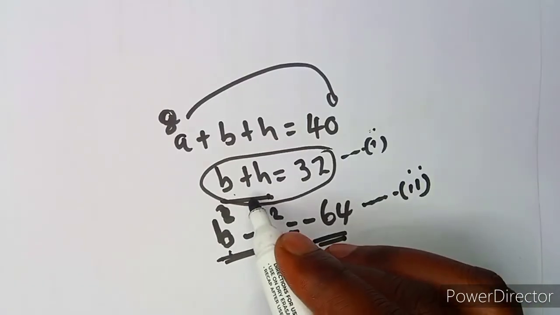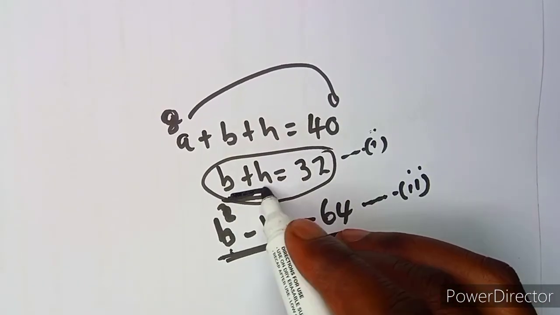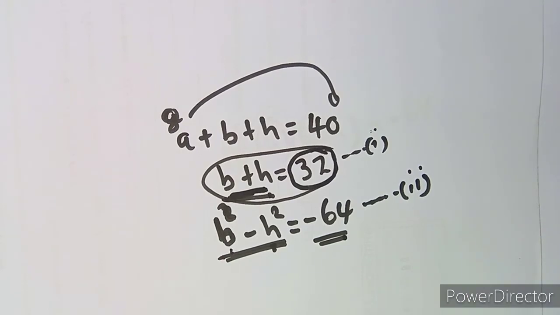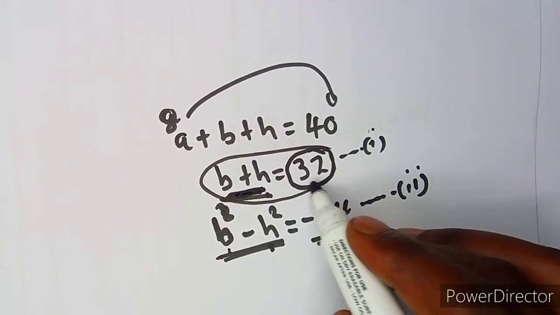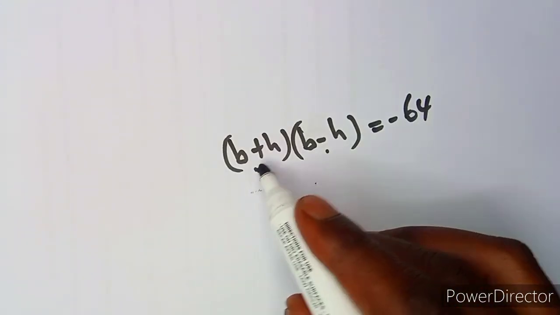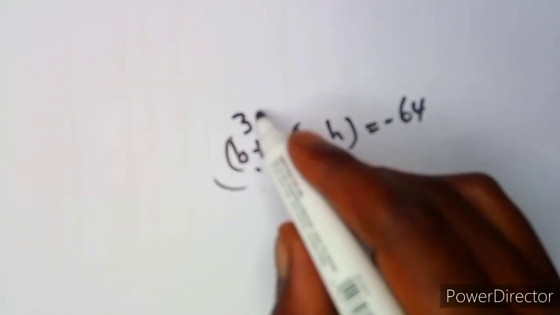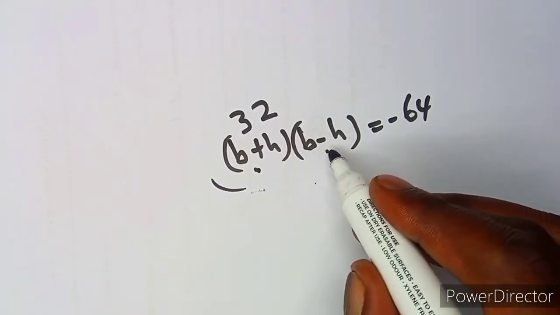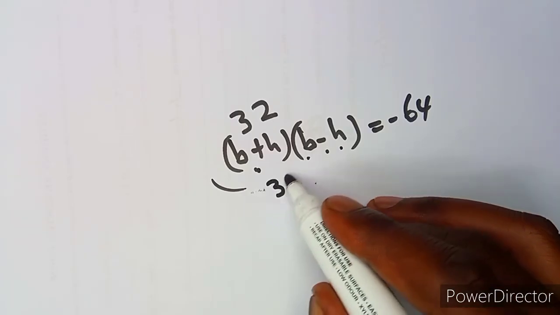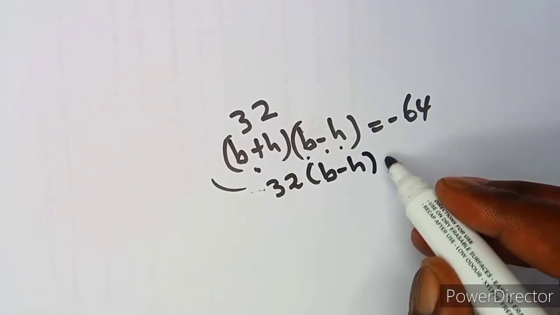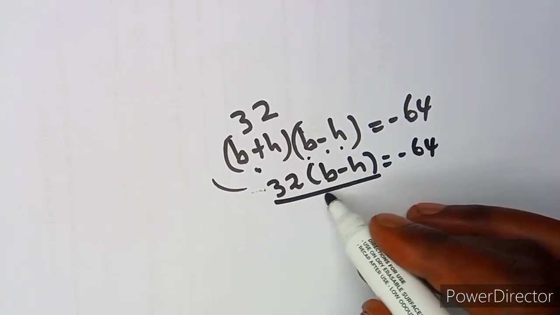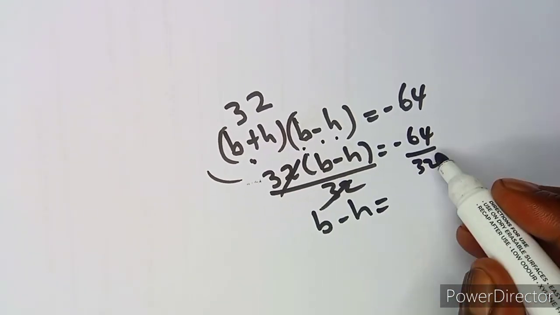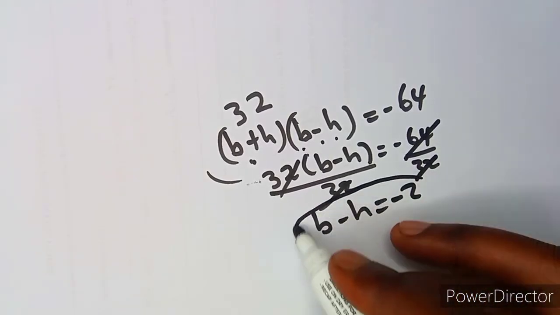But we are given an expression for b plus h, because wherever we see b plus h it is the same as this number, which is 32. So in place of b plus h, we can substitute 32. That means we can find the answer for b minus h, since we now have 32 times b minus h equal to minus 64, so that we can divide by 32. Our b minus h gives us minus 64 divided by 32, which is minus 2.